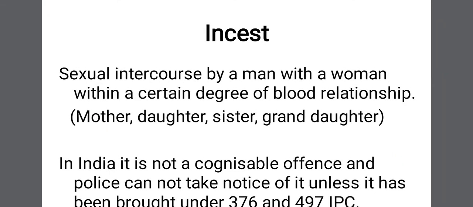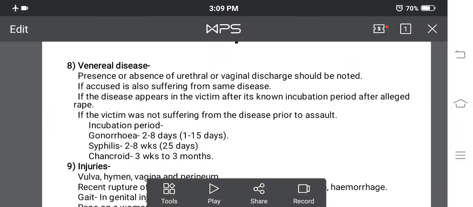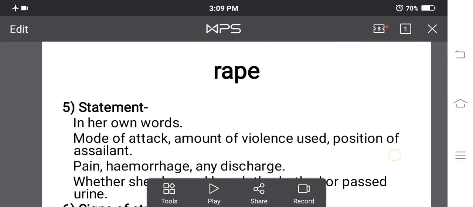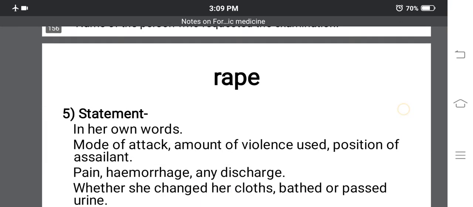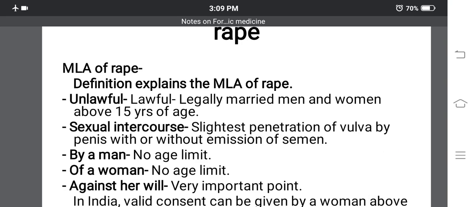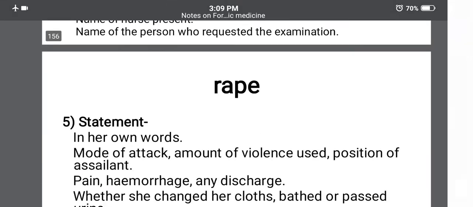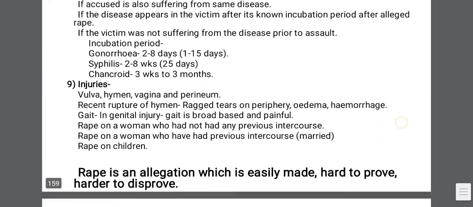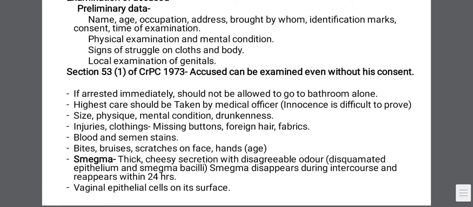So this is all about rape. Rape is asked as a 10-mark question. It is asked as question number 4, a 10-mark question, very commonly asked. So we have seen all the details of rape. Importantly, you will have to write the medico-legal importance, the medico-legal aspect of rape, and that has been mentioned in each and every word of the definition.